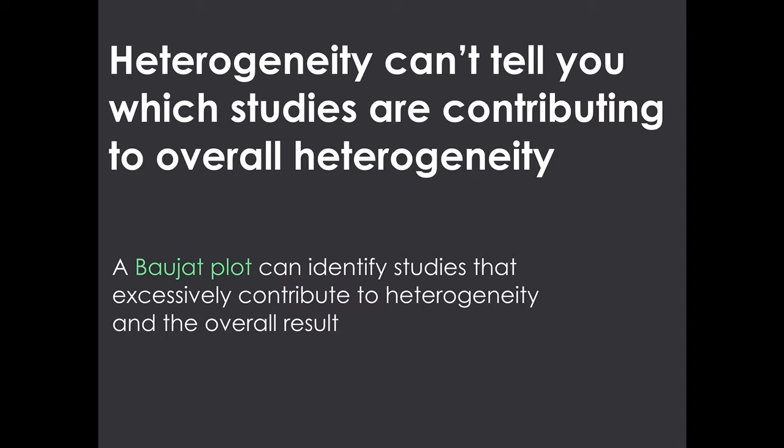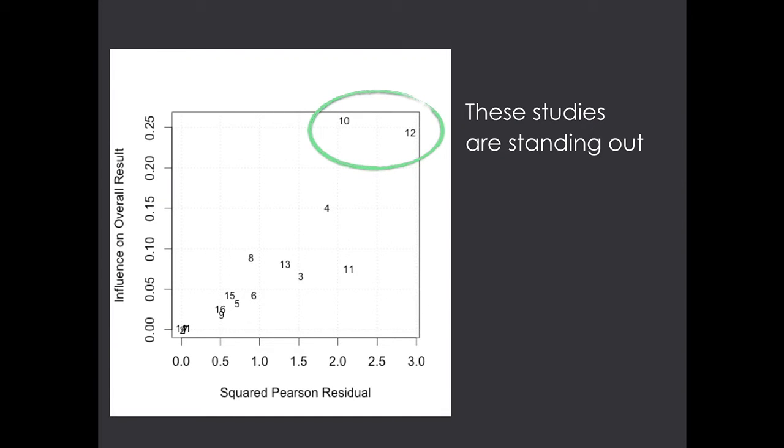Now, heterogeneity is handy because it can tell you that a set of studies are different, but it can't tell you which studies in particular are contributing to this overall heterogeneity. What you can do is a Baujat plot, which can identify studies that excessively contribute to heterogeneity and the overall results. As you can see from this plot here, studies 10 and 12 are standing out quite a lot. So it's a nice visualization of what's happening.